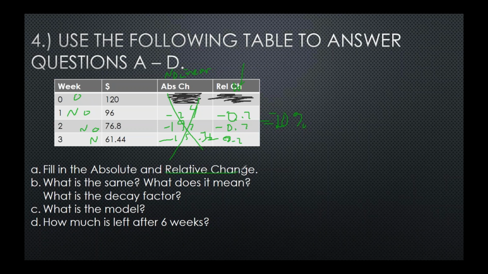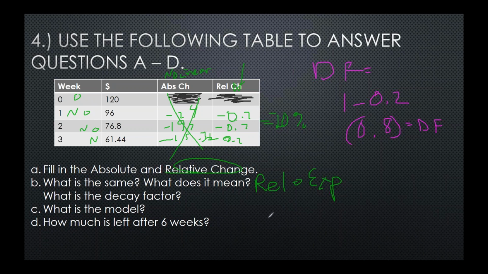Right? So if the relative change is the same, that means we have, what is the same? The relative change, and what does that mean? That means exponential. Right? So because it's negative, we know we have exponential decay. To define our decay factor, we take 1 minus the 0.2, because there's the negative 0.2, you can see that. And that gives us 0.8. So our decay factor is going to be 0.8. That's what will go inside the parentheses.